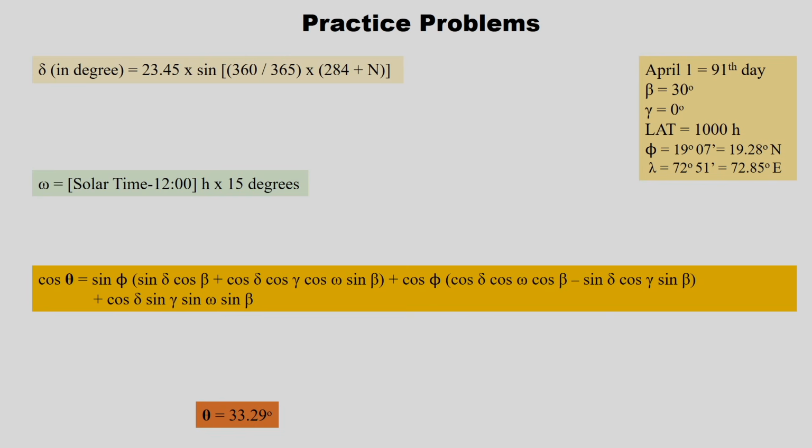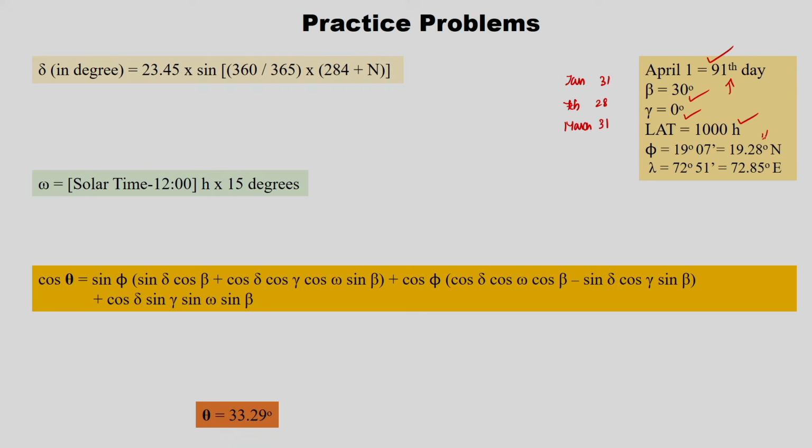And then the first thing we are supposed to do is, April 1st is nothing but the 91st day of the year. So, Jan 31, Feb 28 and then March again 31. So, 91st day of the year, and beta is given as 30 degree and the collector is facing due south, gamma is 0 degree and the local apparent time is given, which is 10 hours. So, phi, which is nothing but latitude, is 19 degree 7 minutes.